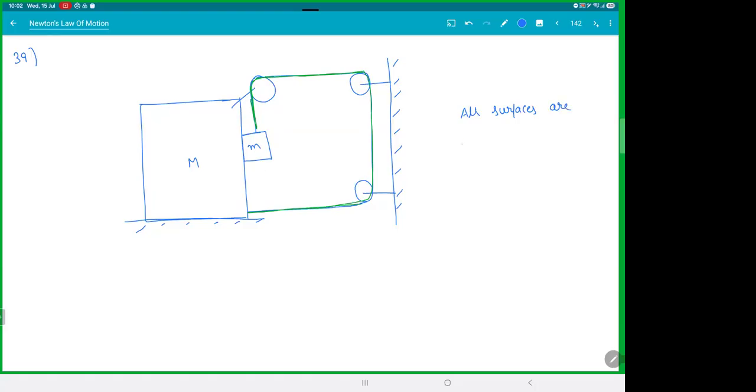We did this thing in constraints. We also did this thing in FBD. So you already know how to do constraints. You already know how to write FBD. It's just a matter of writing equations and solving. Finish off.